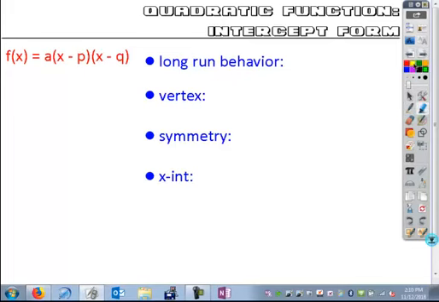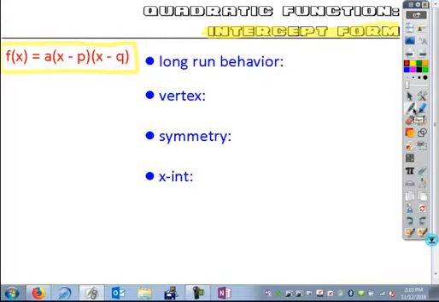Is intercept form. I'll go back in a second. Okay, so the intercept form is set up in a way that looks like this, where you have factors. So you might also hear this referred to as factored form.